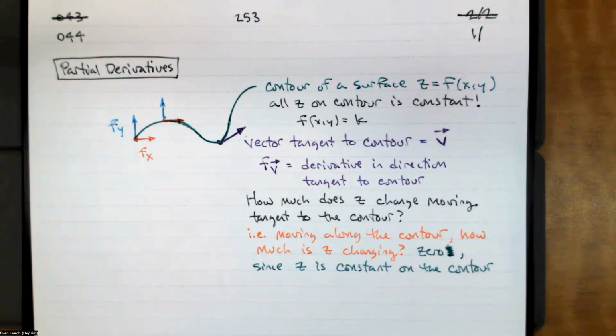The defining characteristic of a contour is that the z value is all the same. That's where contours come from. This is a curve where all the z values are the same. So our derivative tangent to the contour should be 0 because we're moving along a path where the values of z aren't changing.